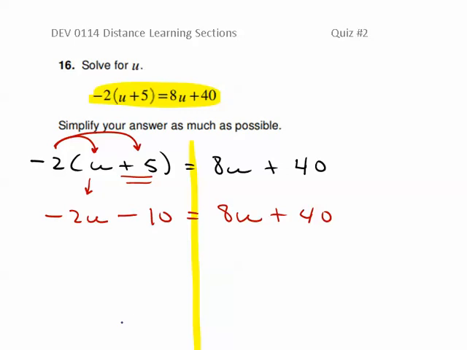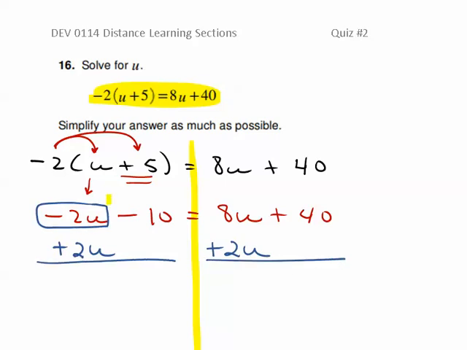Let's go ahead and move the variable terms to the right-hand side. That means I want to remove the negative 2u from the left-hand side. So how do we get rid of a minus 2u? That's the question. Well, we're going to add 2u. If I add 2u to the left-hand side, then I have to add 2u to the right-hand side. Now on the left-hand side, the u terms are going to cancel. They're equal to 0, and we simply bring down the negative 10. On the right-hand side, we have 8u plus 2u. That's going to give us 10u, and we simply bring down the plus 40.